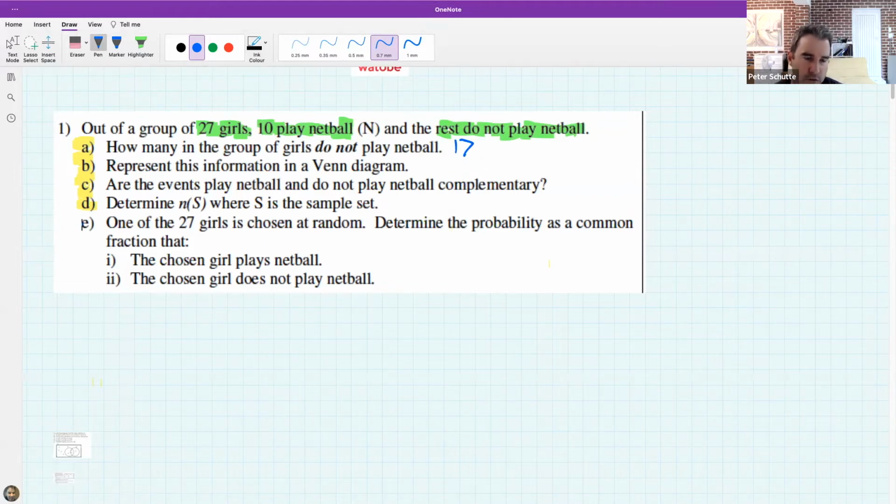Because if you've got a total of 27 and 10 play netball and the rest do not, basically you just go 27 minus 10. You get 17.